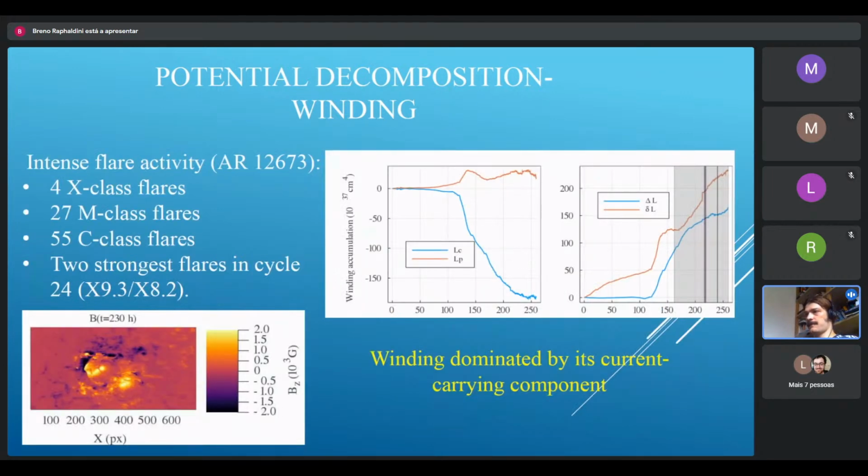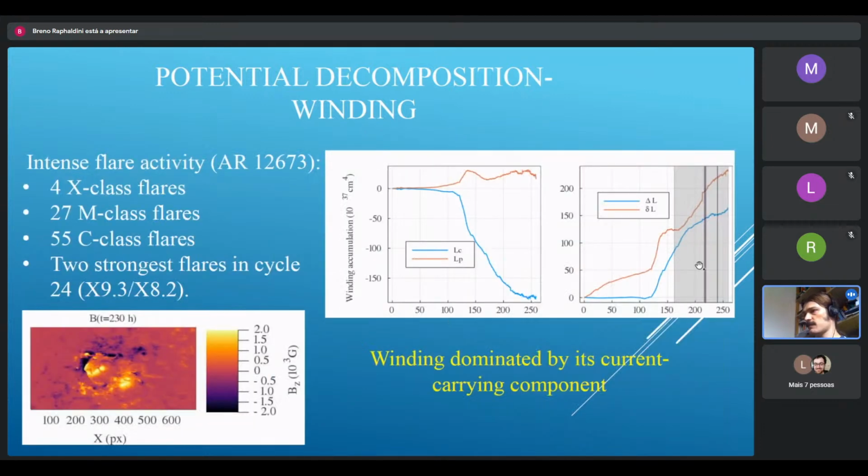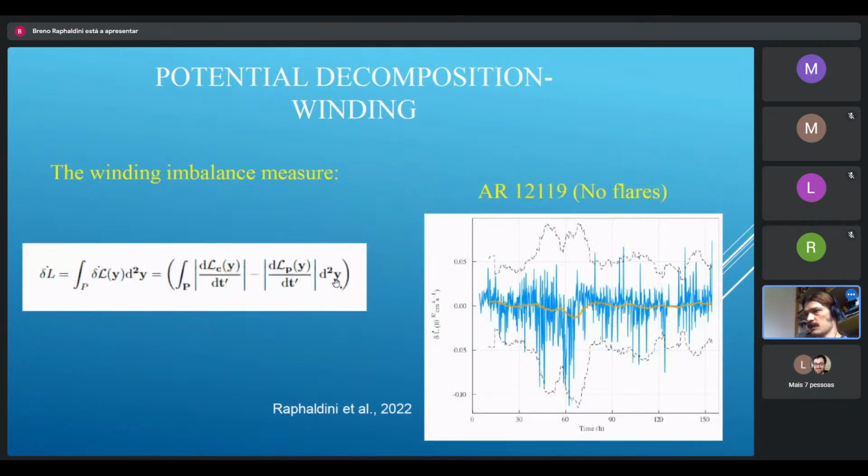When we observe this, we see that there's a very steep increase in the difference between the 2 components of the winding, and this suggests that the derivative of this curve has a very strong positive period around this time here. We define this quantity, the derivative of this curve, as the difference between the current carrying and the potential part.